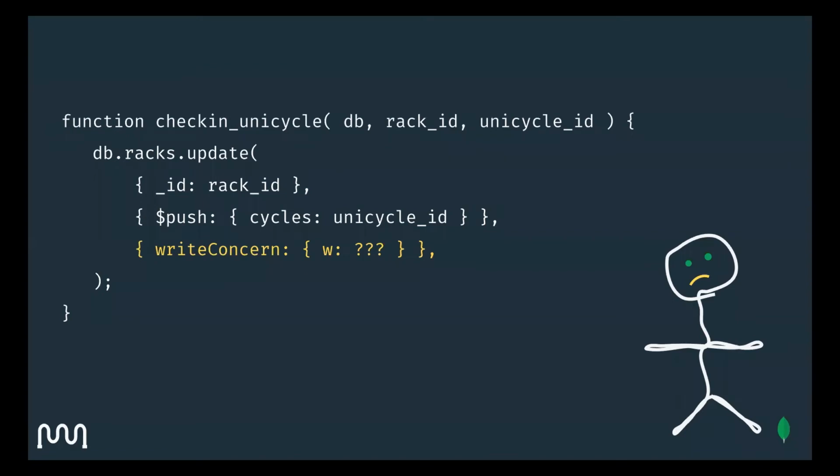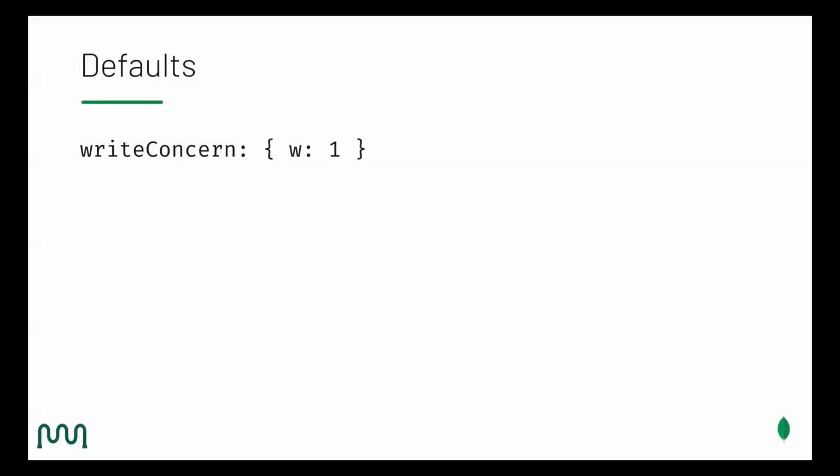So Sam realizes that this update needs a write concern. But what write concern should it have? Sam didn't specify a write concern, so to start, they need to see what write concern they were getting by default. The default write concern is W1. This means that, by default, writes don't get replicated before returning to the client.